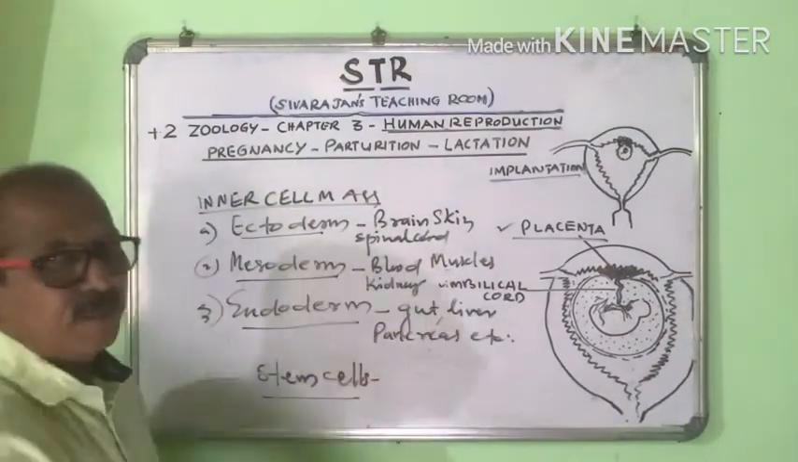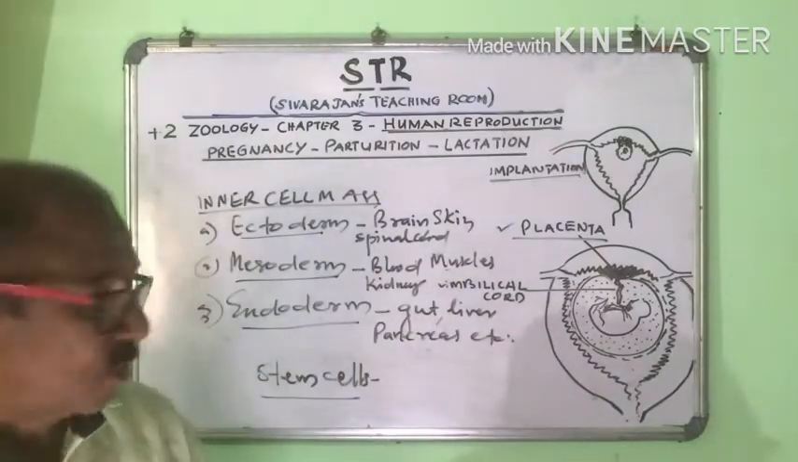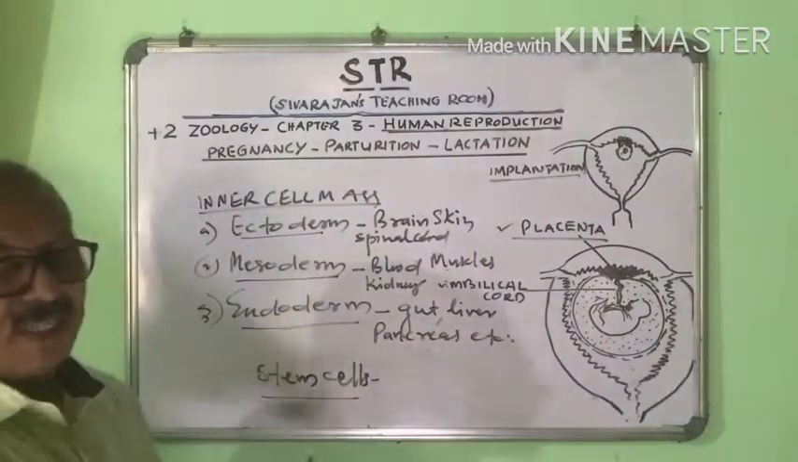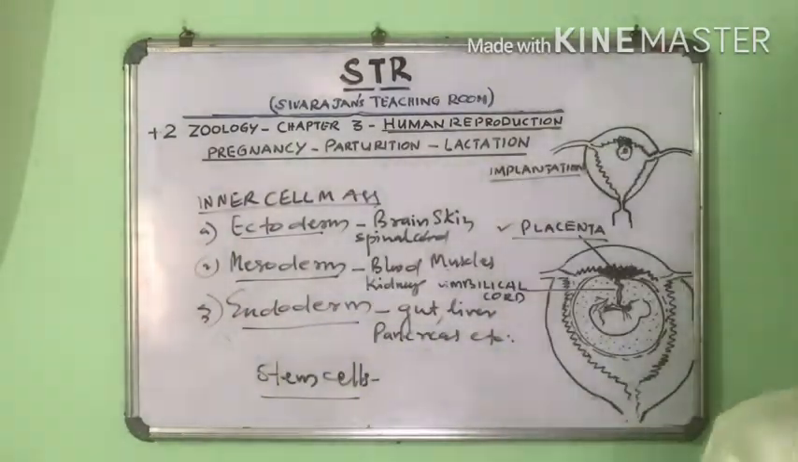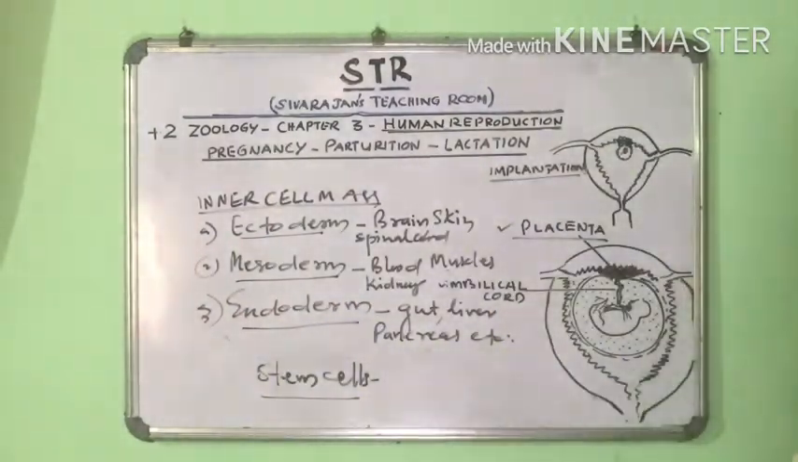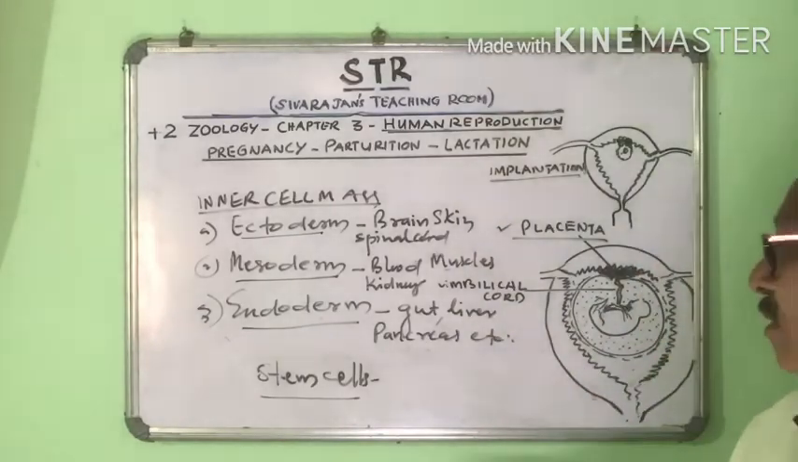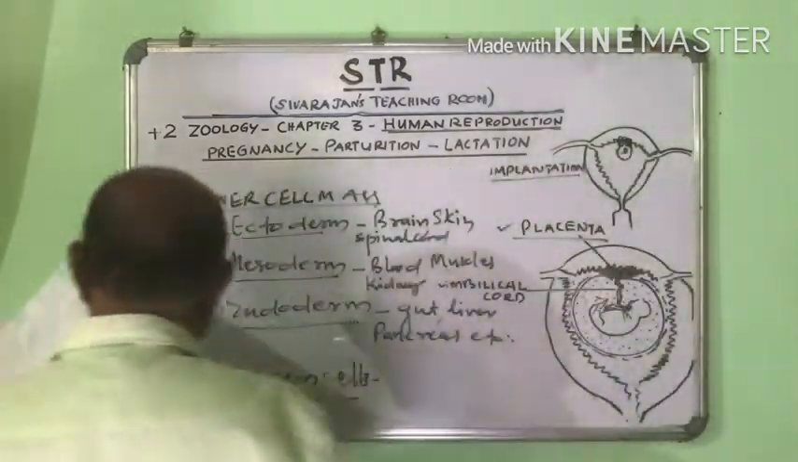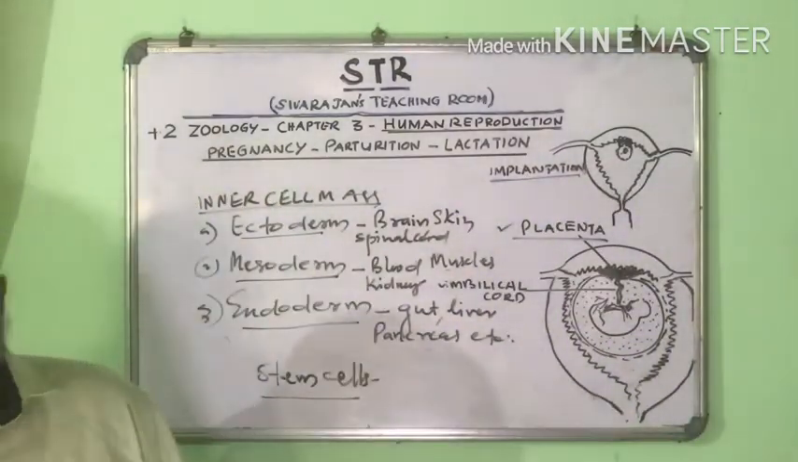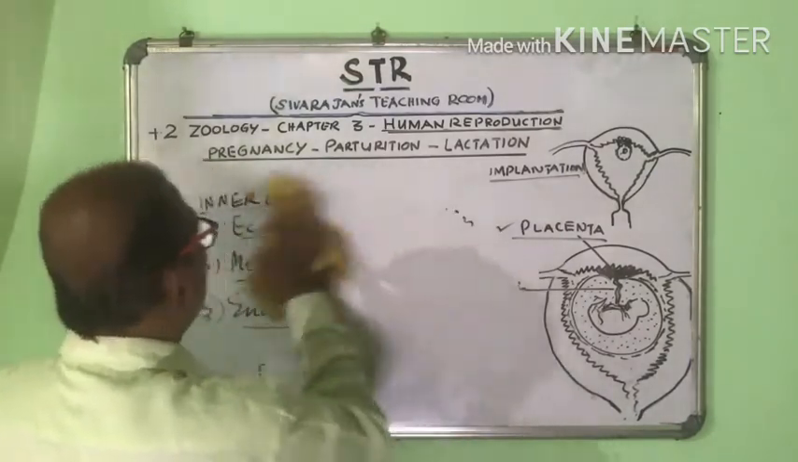So the differentiation is made possible. The development of these different organs is made possible by the presence of stem cells. Stem cells are special cells which can develop into any kind of tissue and any type of organ. Now we have to see what is happening after this development.